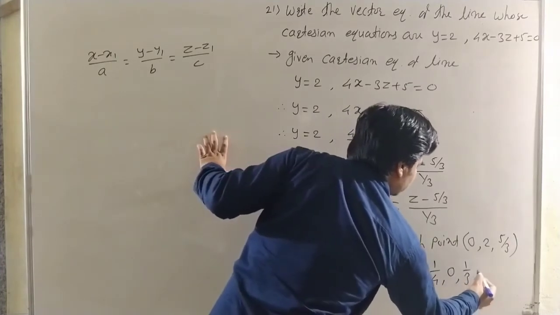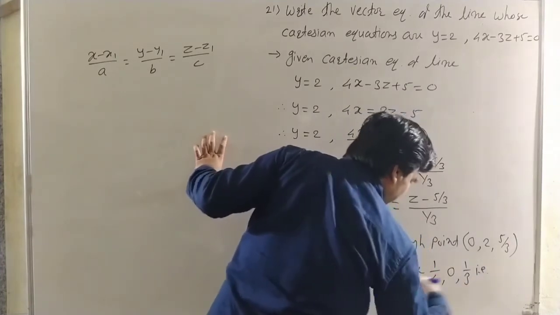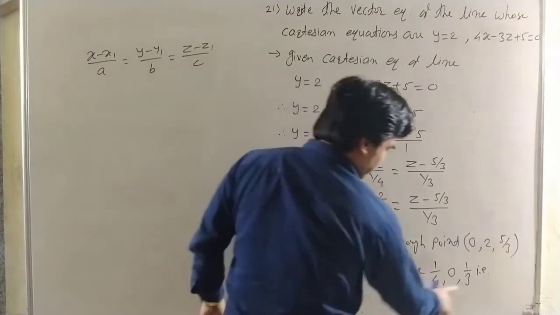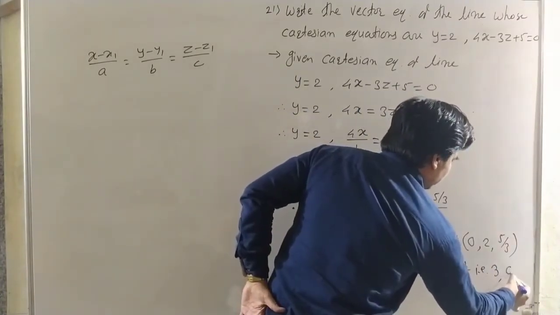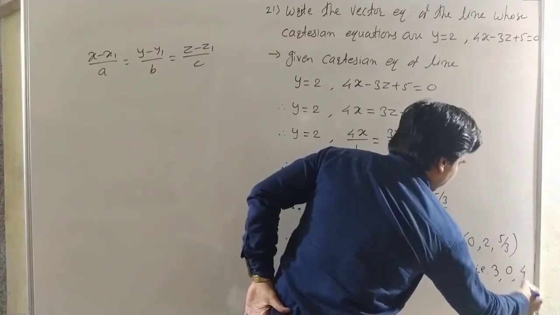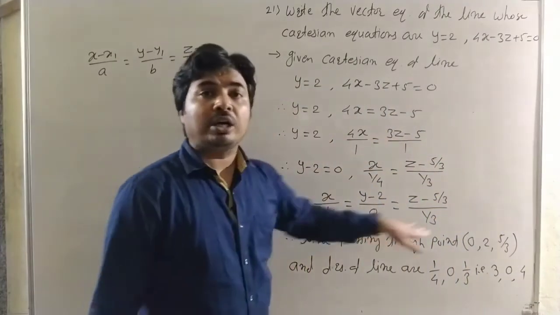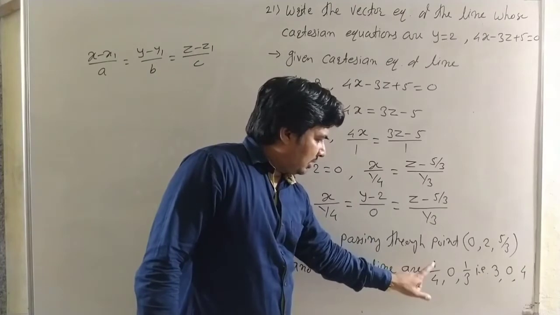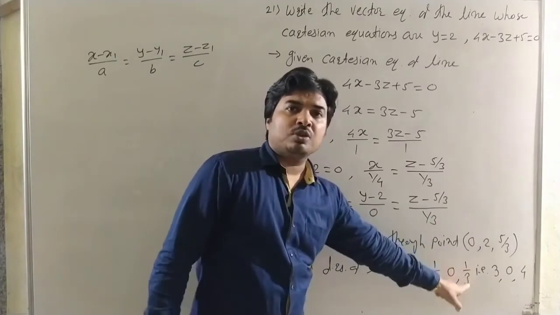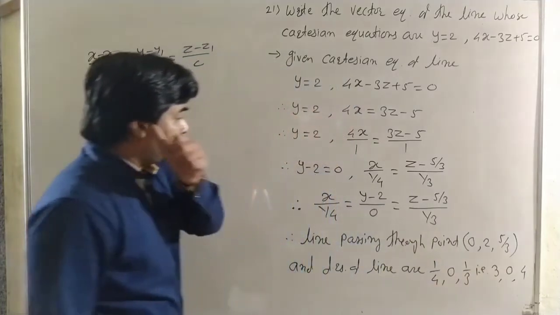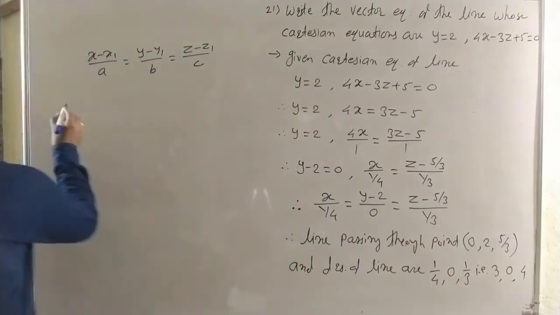That is, multiply throughout by 12. Okay, LCM of this, it is 3, 0 and 4. Multiply throughout by 12. When we multiply by 12, here it is 3. When multiply by 12, it is 0. When multiply, it is 4. 3, 0, 4 are the direction ratios.